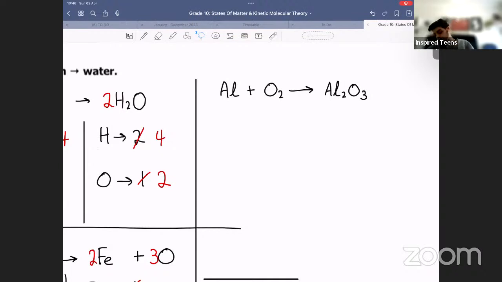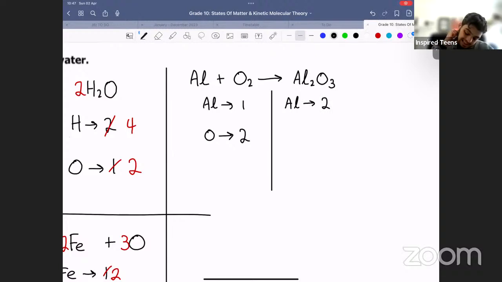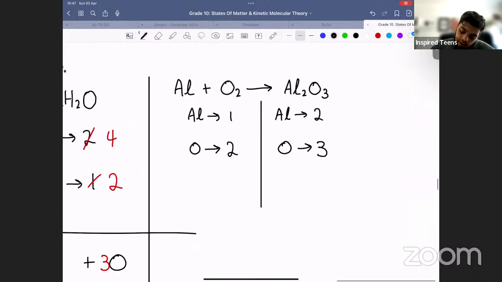Okay, let's have a look at it. So let's understand how much of each element we have on either side. On the left-hand side, the aluminium, we have 1. And on the left-hand side, the oxygen, we have 2. On the right-hand side, aluminum, we have 2. And on the right-hand side, the oxygen, we have 3. Both are unbalanced, okay?